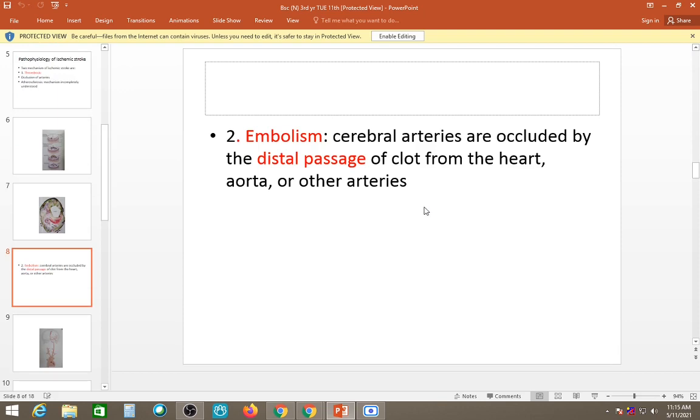The second type of pathophysiology of blocking of the blood vessel is called embolism. In embolism, what happens? The cerebral arteries, or the arteries of the brain, are blocked or occluded by the distal passage of a clot from another place like the heart, aorta or other arteries. Here what happens? The blood vessels of the brain are blocked. How are they blocked? They are blocked by a clot. And this clot does not come from the blood vessel itself, but from some other place like the heart.